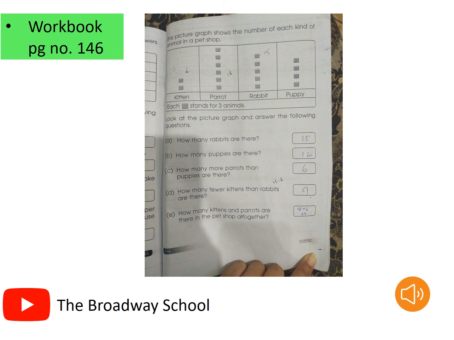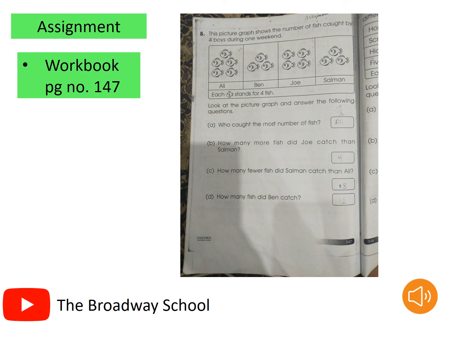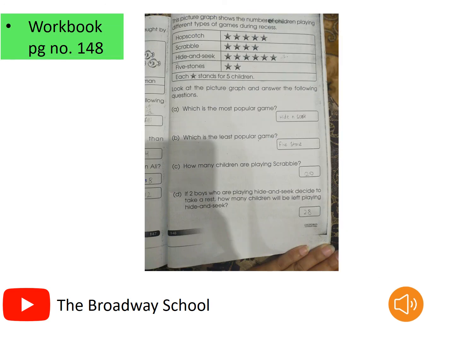Solve all these parts in your book. On page number 147, this page is also the same as 146. You need to do this page by yourself. Move on to page number 148.